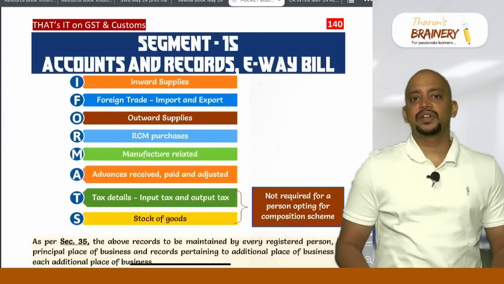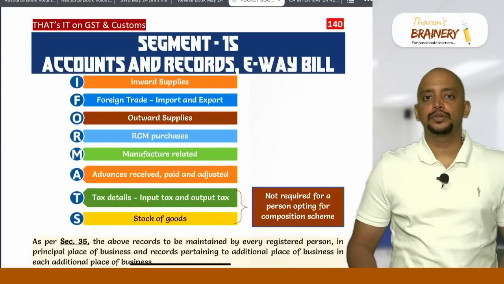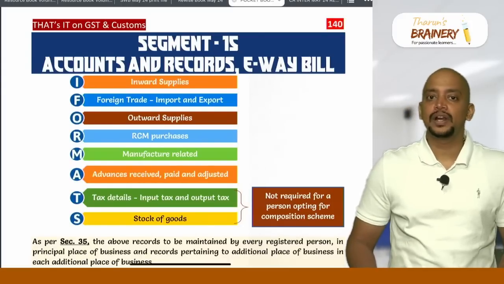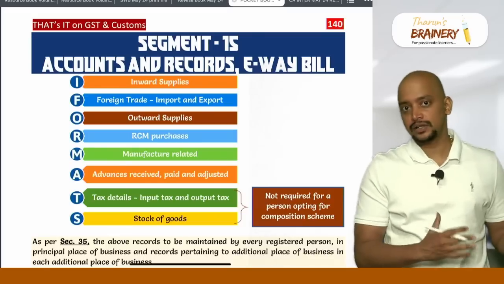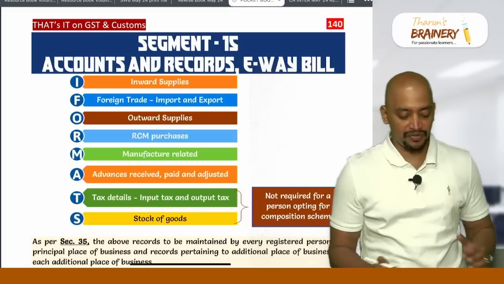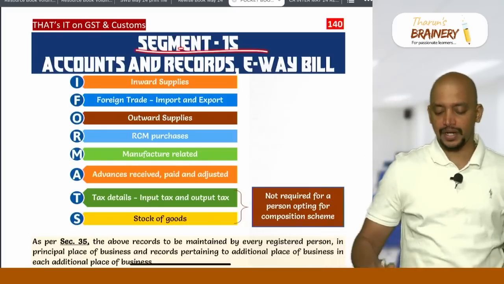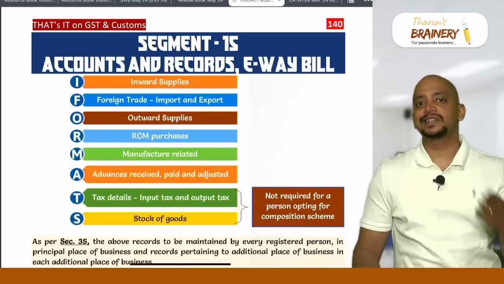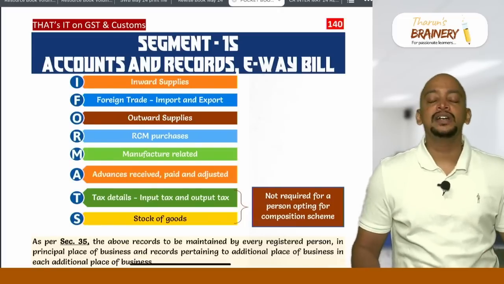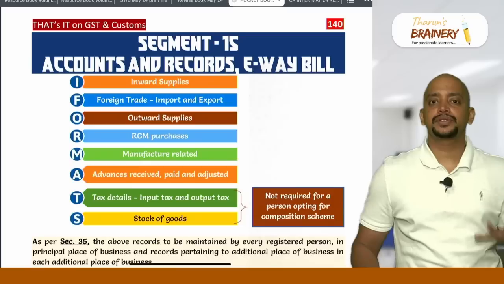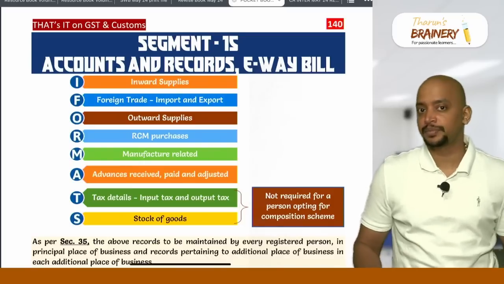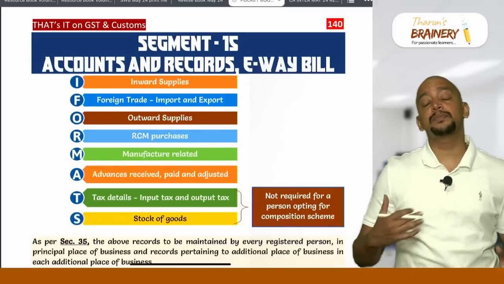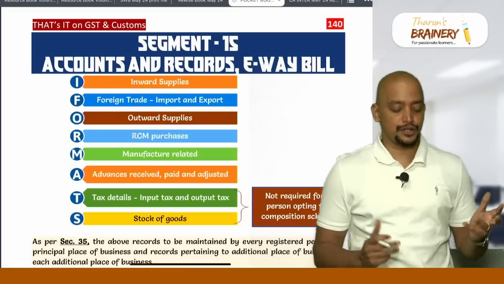Segment 14 and segment 13, related to returns and payment process, we have already discussed in part 3. So now we are moving on to segment 15, that is accounts and records, e-way bill. As per section 35 and 36, these talk about accounts and records. Section 35 says what are the various accounts and records required to be maintained by a registered person, and 36 talks about the period for which those accounts and records should be maintained.